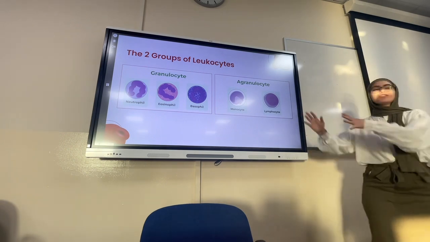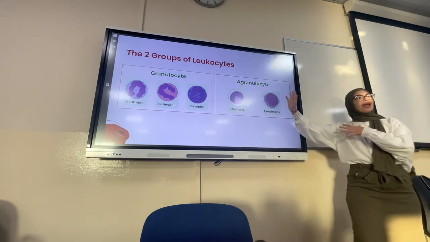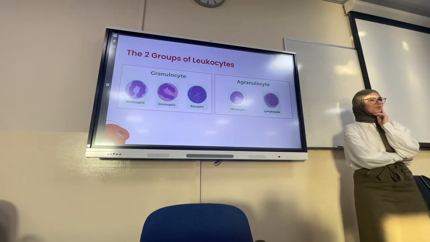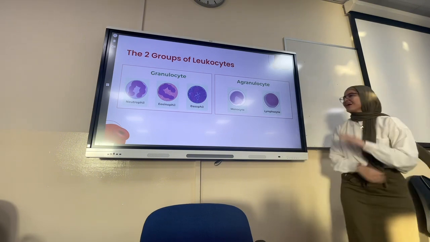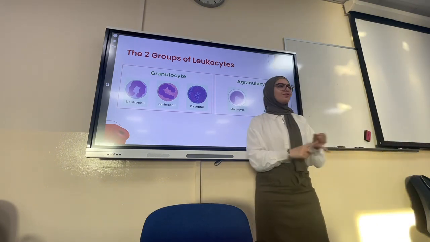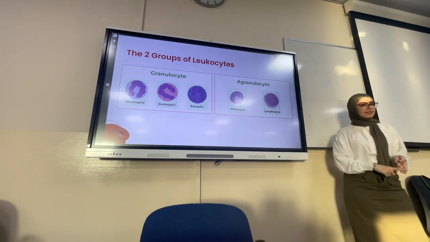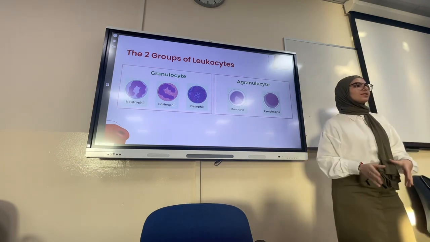Alrighty, so we have two groups of leukocytes. We have granulocytes and agranulocytes. Now from the name, which one has granules? Granulocytes. Which one doesn't? Nice. So we have three granulocytes: neutrophils, eosinophils, and basophils. Then monocytes and lymphocytes are going to be the agranulocytes.